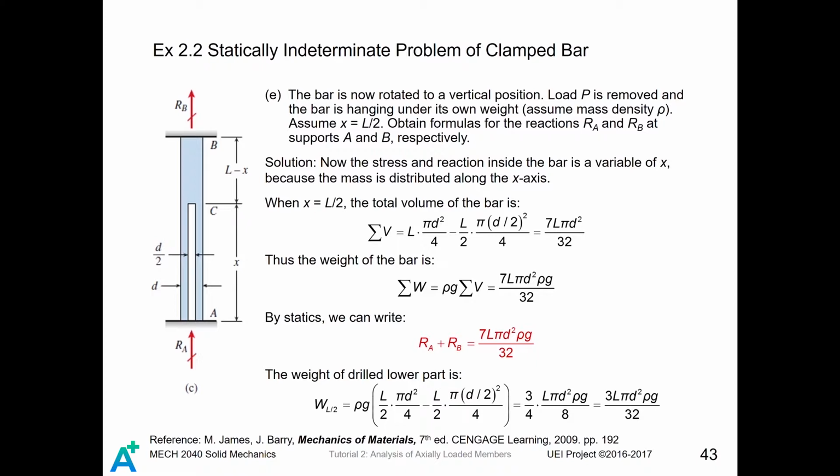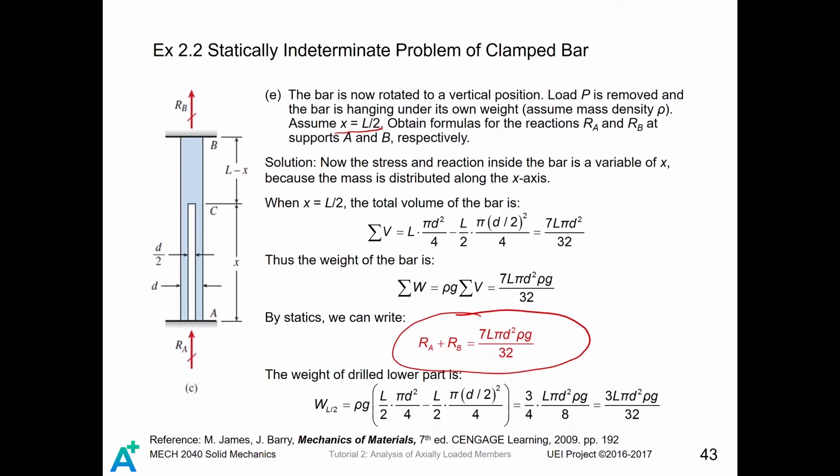It is given that x equals L over 2. That means the total volume of the bar is the volume of the entire bar, which is not drilled, minus the volume of the hole, which is located here. Then, by a series of calculations, we can get the weight of the bar as 7L pi d squared rho g divided by 32. Finally, by statics, we can only get this equation. That is, RA plus RB equals 7L pi d squared rho g divided by 32.